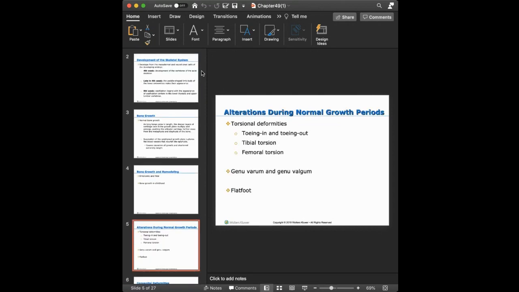All right. So we talk about torsional deformities. What are torsional deformities? What does your textbook say about torsional deformities? What is it? Does anybody know?